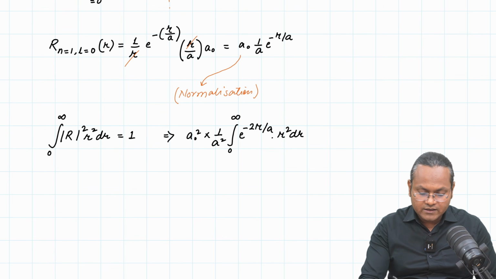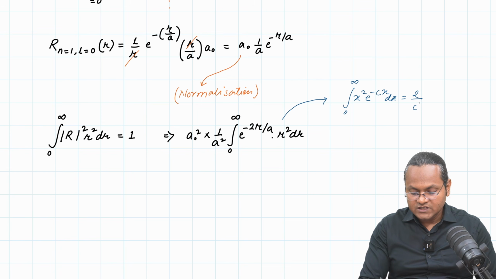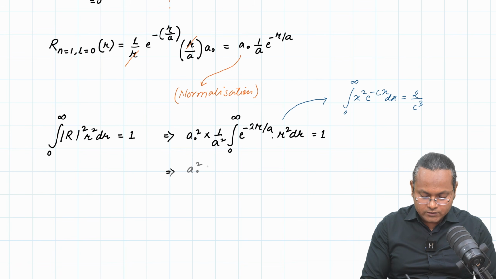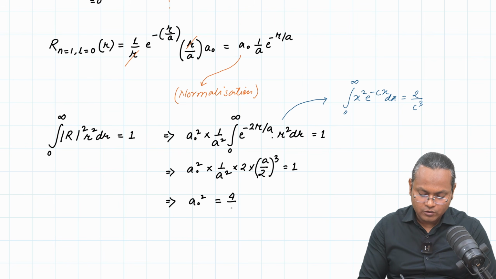This here is a standard integral. Many of you may be aware of it. If I have an integral of the form x squared e to the power minus cx from 0 to infinity dx, it is nothing but 2 upon c cubed. Using this, our terms become 1 upon a squared, times 2 upon a cubed, equals 1. So we are left with a naught squared equal to 4 upon a. So the normalization constant a naught is equal to 2 upon root a.